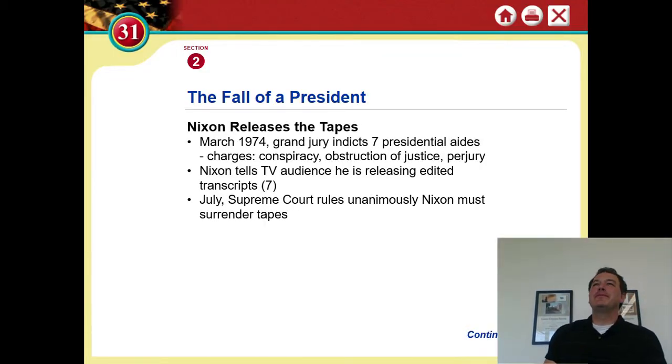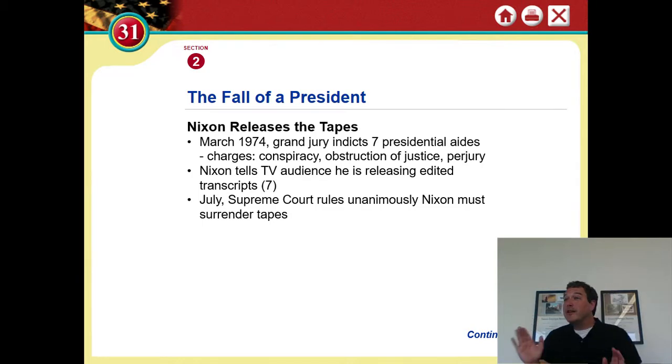Okay, so I mentioned the tapes. The tapes aren't going away. I mean, he tried to fire the prosecutor that ordered for the tapes. He tried to fire his replacement. He tried to fire the Attorney General of the United States. He's going to really scary lengths to stop this investigation.